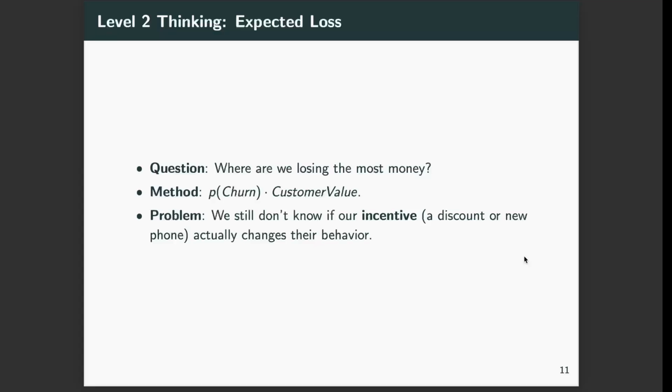It tells us who we are at risk of losing and how much that loss would hurt. What it does not tell us is whether our intervention, the retention offer, the discount, the upgrade, actually changes the customer's behavior. We are spending resources on retention without any estimate of whether those resources are actually working. Imagine spending $50 on a retention offer for a customer who had already decided to stay, or for a customer who will leave no matter what you offer. You have spent the $50 with zero impact on the outcome. This is the gap that level 3 thinking addresses.